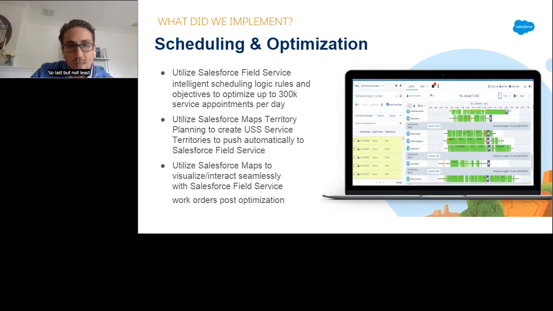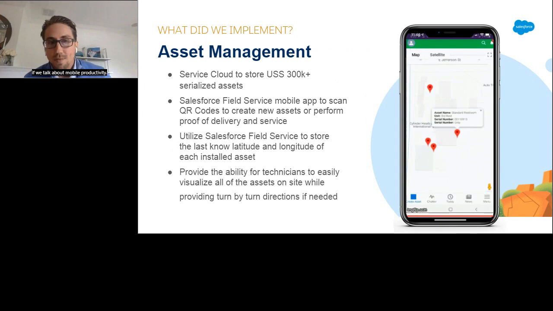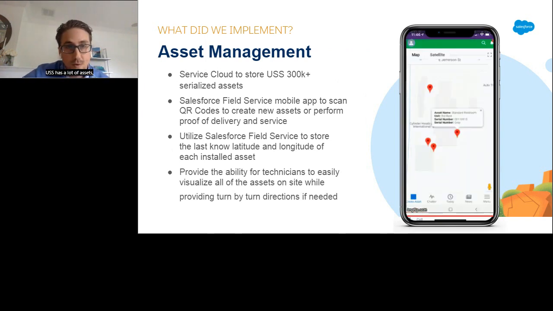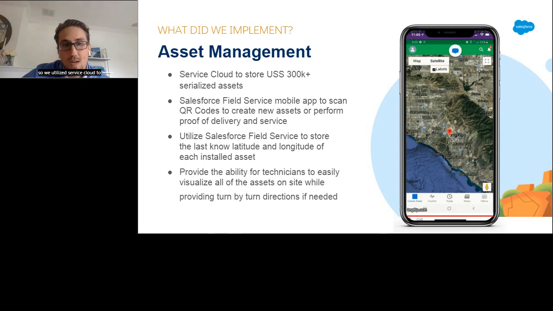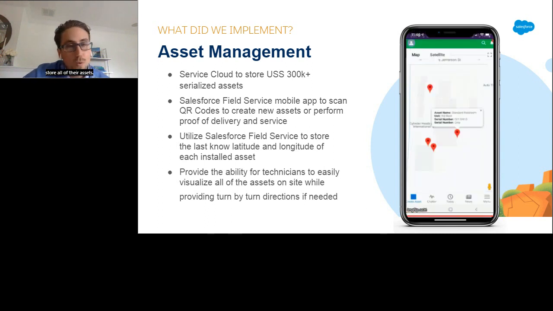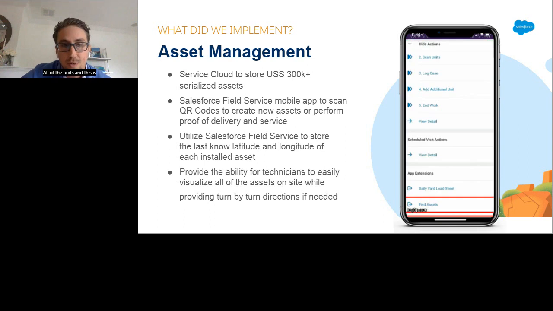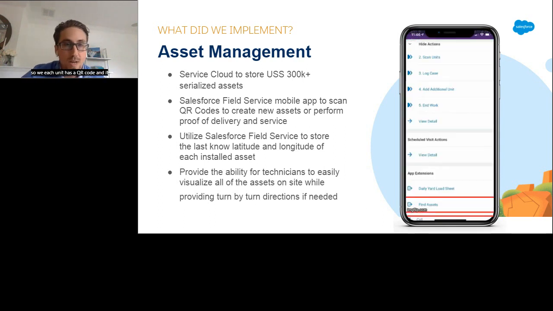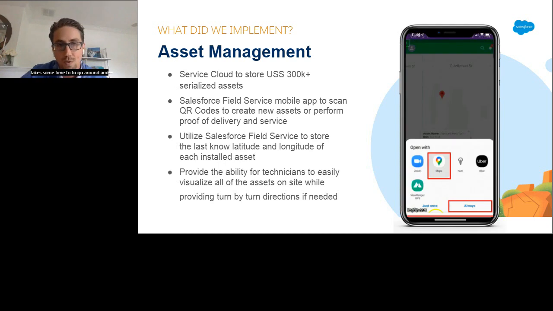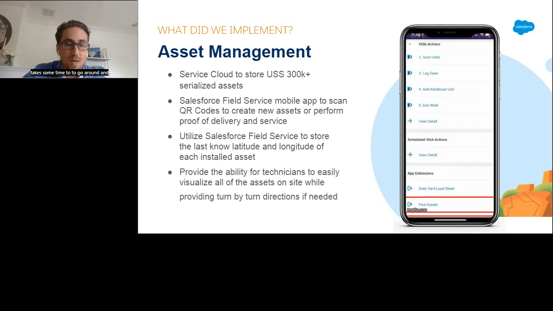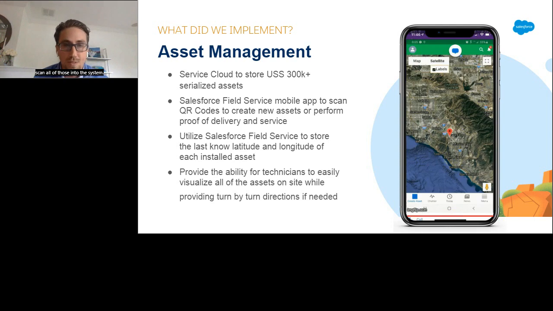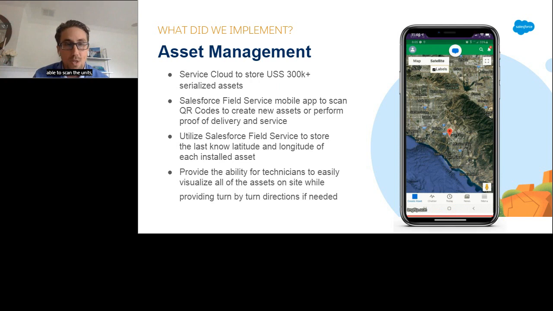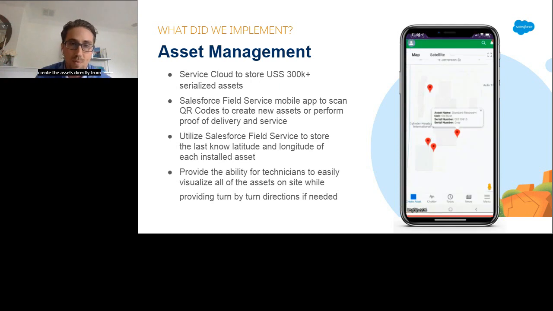So last but not least, if we talk about mobile productivity, USS has a lot of assets. So we utilize Service Cloud to store all of their assets, all of their units. And this is serialized assets. So each unit has a QR code, and it takes some time to go around and scan all of those into the system. So the technicians are actually able to scan the units, create the assets directly from their mobile app.